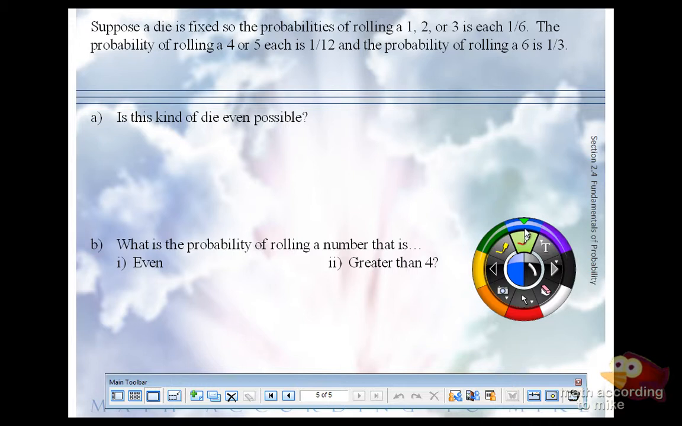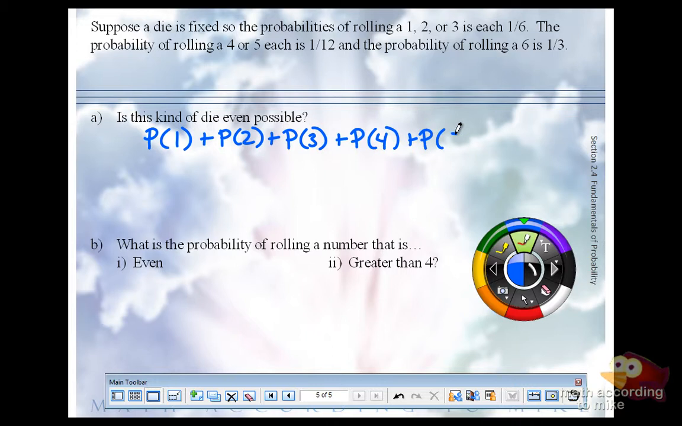So, how many outcomes do we have on rolling a die? 6. So we have to check that the probability of a 1 plus the probability of a 2 plus the probability of 3 all the way up to the probability of a 6, when added all together, we get 1. If not, then this die is not possible.